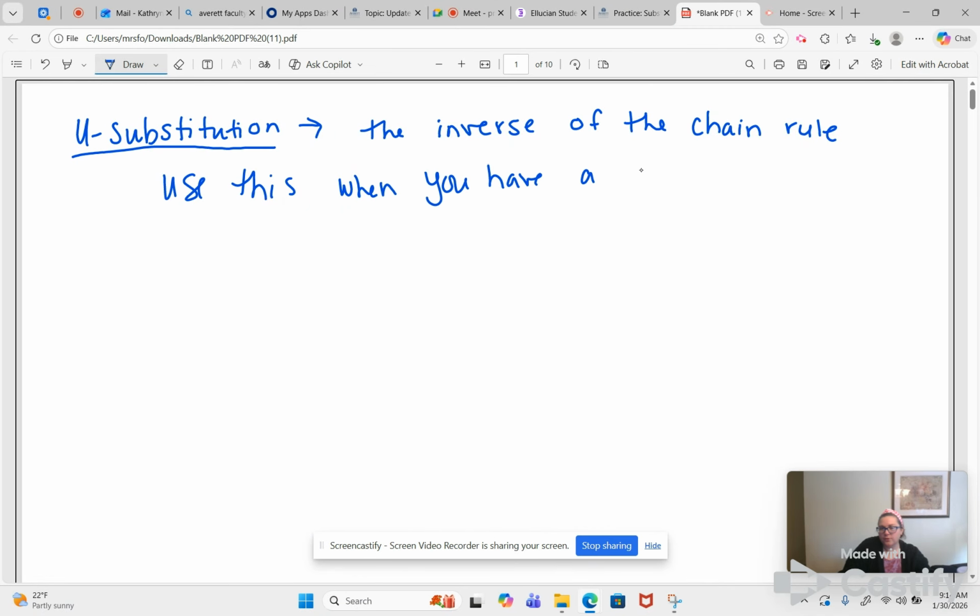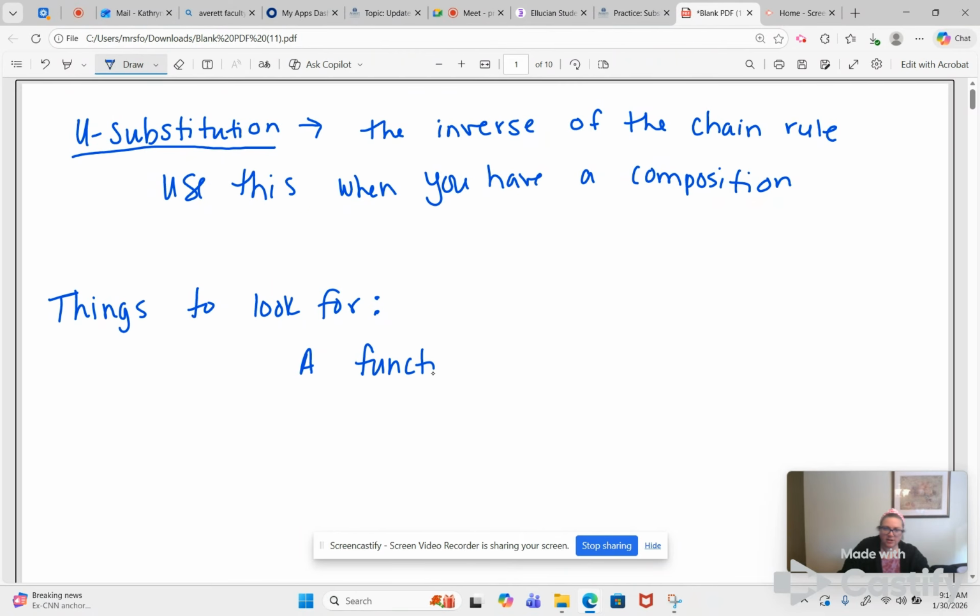So, what that means is an inside and outside function. So, things to look for: a function inside of a function, a function inside another function.